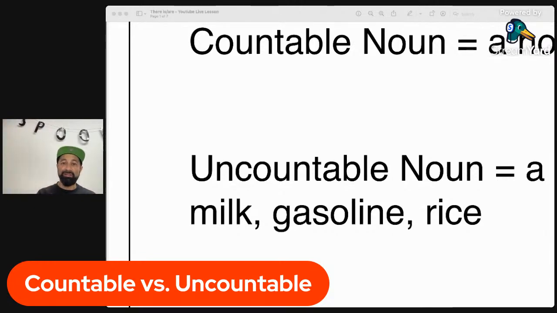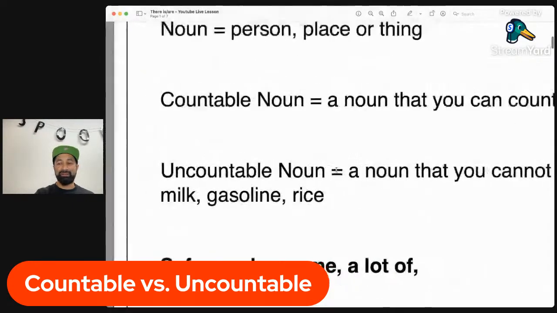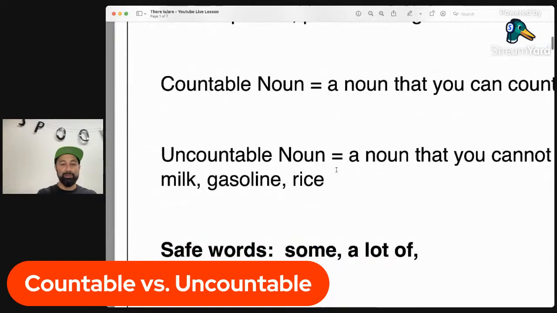Now, rice. If it's in my hand, each little piece of rice, I could count it, but it's so difficult. It's so small. It would take me a very, very long time. So if something is really difficult to count, it's really small, then we classify it as uncountable. So rice is uncountable. So there are a lot of different examples of countable and uncountable nouns.